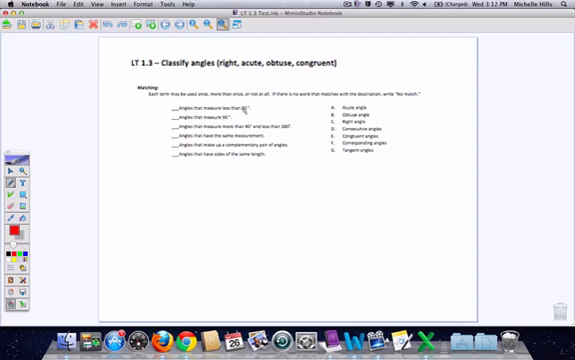Angles that measure less than 90 degrees, I think in my head already it's an acute angle, so I'm looking for that, and that is A. Angles that measure 90 degrees, I know that's a right angle, so I look over here, and that is C.